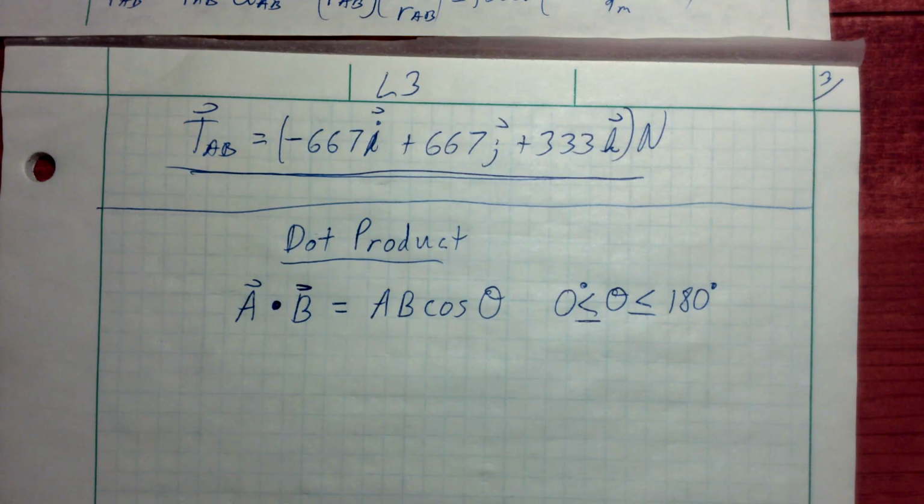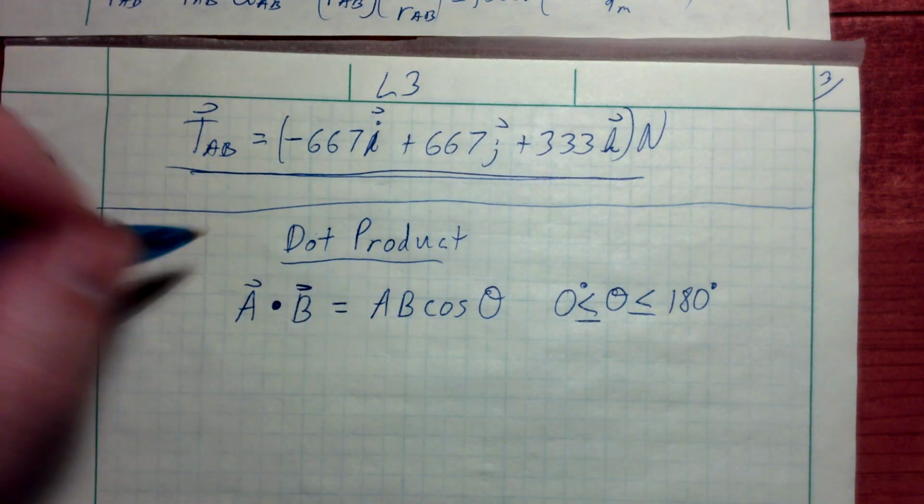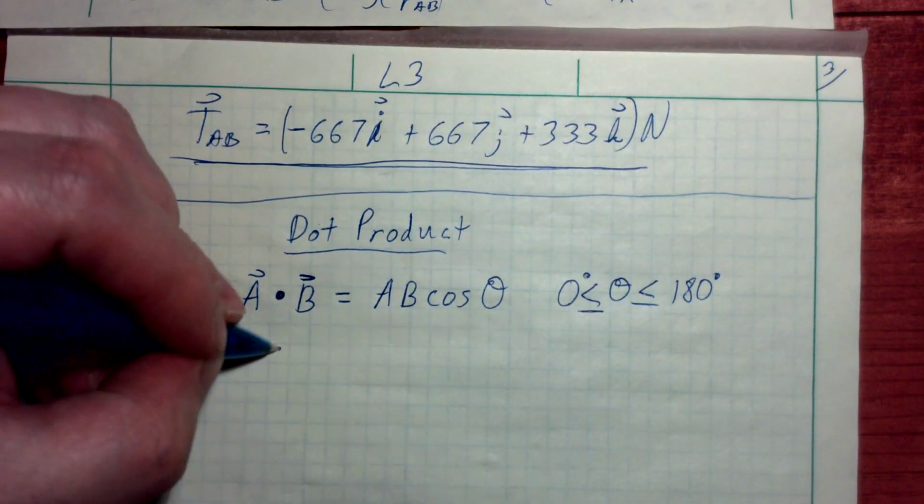In chapter 4, we'll talk about another vector operation, vector multiplication, called the cross product. That generates a vector quantity. But here, this generates a scalar quantity. Now, what can we do with this thing?